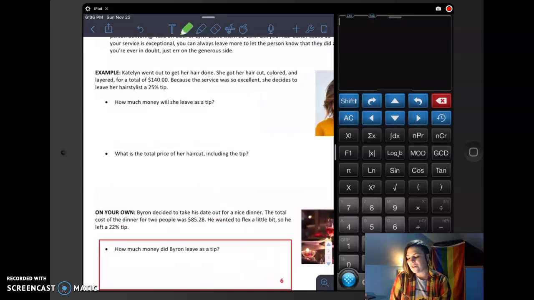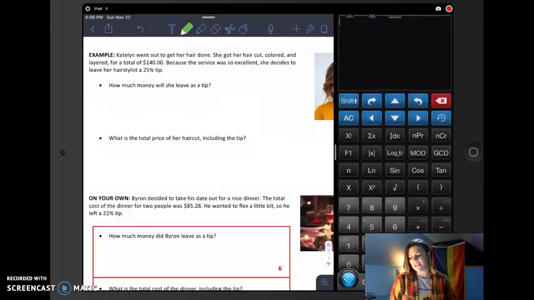So first of all, Caitlin went out to get her hair done. She got her hair cut, colored, and layered for a total of $140. So I know when I get my hair done, I haven't gotten it done for a long time, it's a lot of work, right? It's a long time.